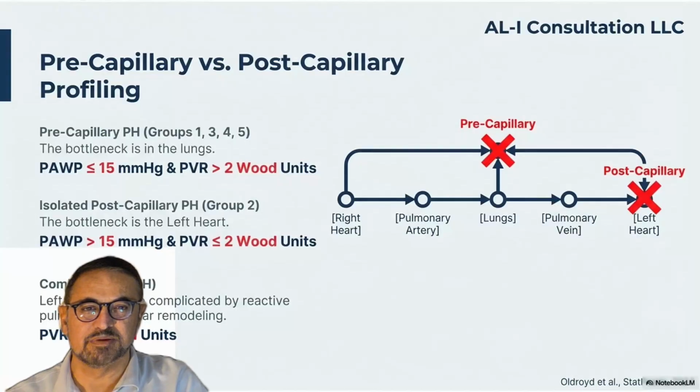In isolated post-capillary pulmonary hypertension, the problem is left-sided filling pressures. So the wedge pressure is above 15 while the pulmonary vascular resistance is not substantially elevated. Then there is combined post- and pre-capillary disease, where chronic left-sided disease has triggered secondary pulmonary vascular remodeling. This is a high-yield examination concept because the same patient may have elevated pulmonary pressures for very different reasons, and the wrong treatment can be harmful.